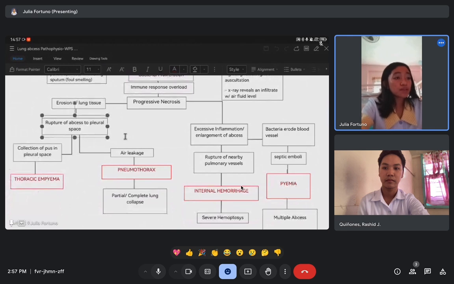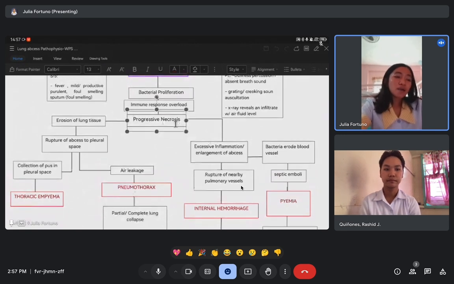Also, when a rupture of the abscess happens to the pleural space, this may cause air leakage and pneumothorax, or the presence of air in the pleural space, that may cause a partial or complete lung collapse.